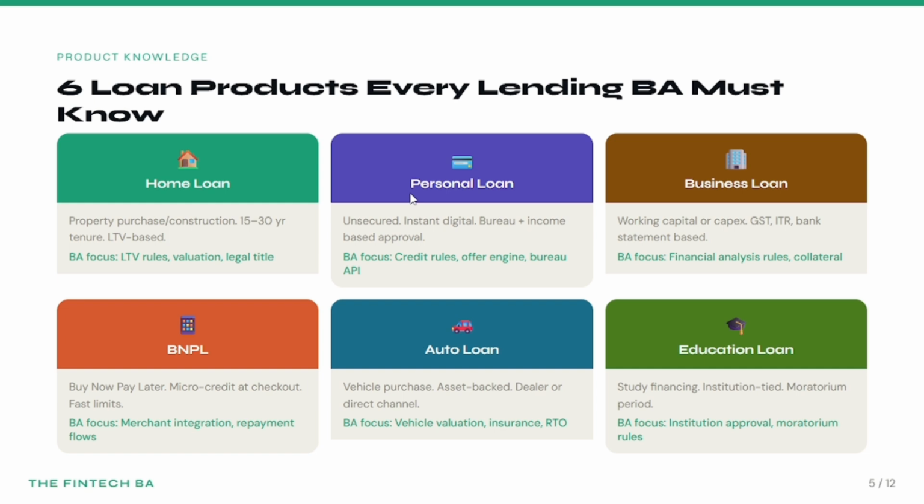Now if I talk about buy now pay later, I would say this is the newest and fastest growing product category in India. Micro credit delivered at the point of purchase on an e-commerce platform. Very small ticket size, sometimes as low as a few hundred rupees, and very large transaction volume.